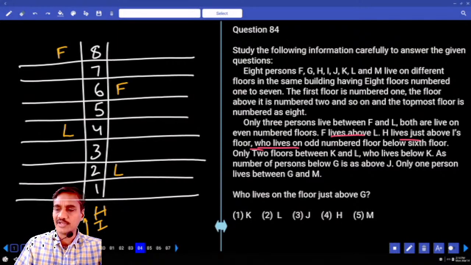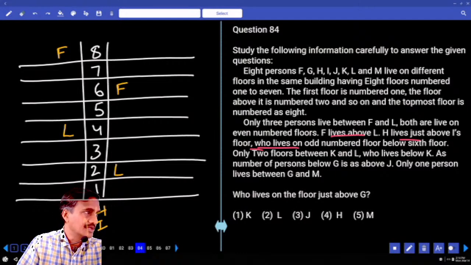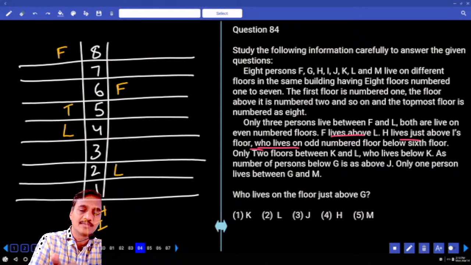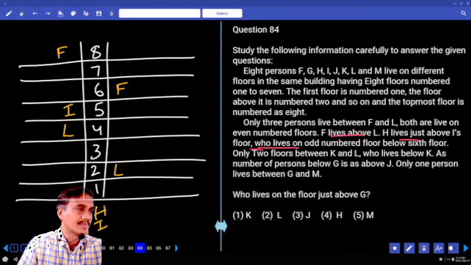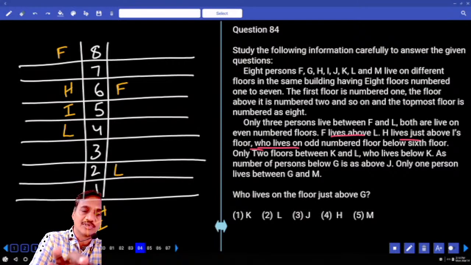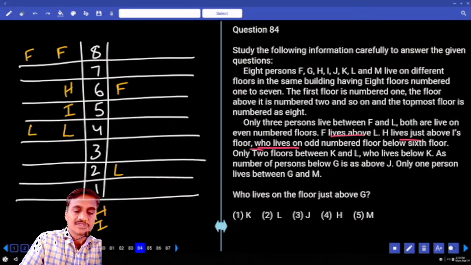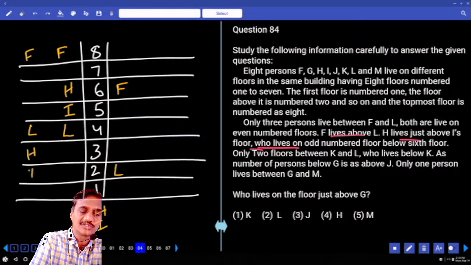Who lives on an odd number floor below 6th floor? I lives on an odd number floor, and below 6th floor. I can be here or not? If I is here, then H, this is one possibility. Then what is the other possibility we have? F and L at this place. Then H cannot be. H lives in an odd number floor. Hence H and I, can it be like this or not?